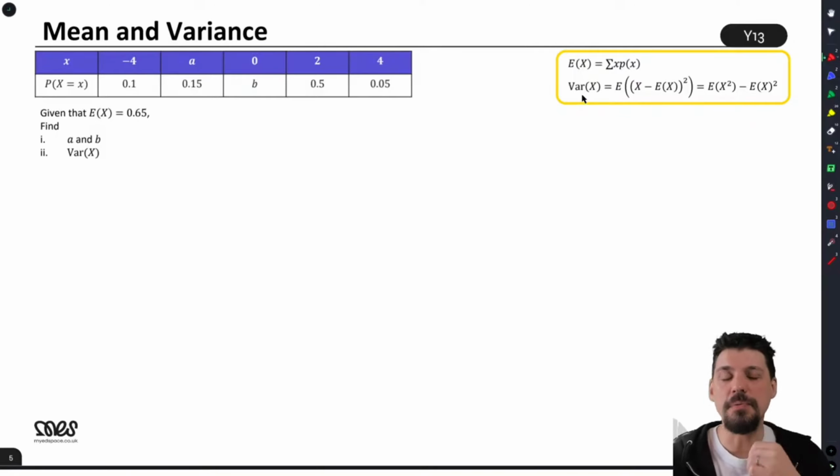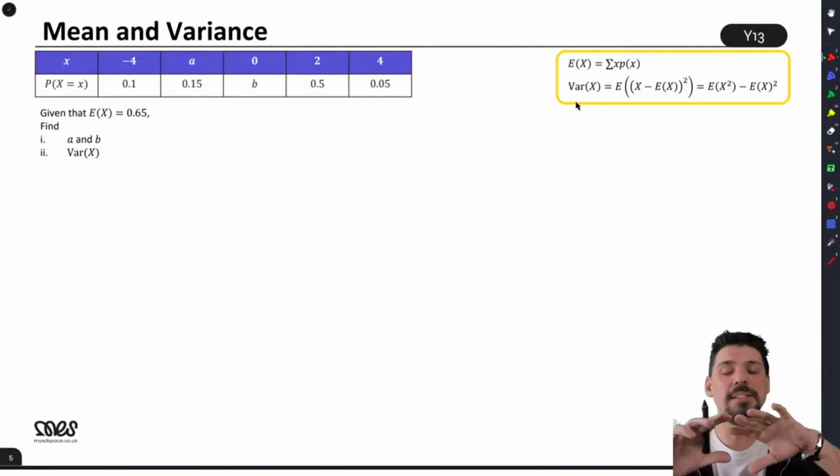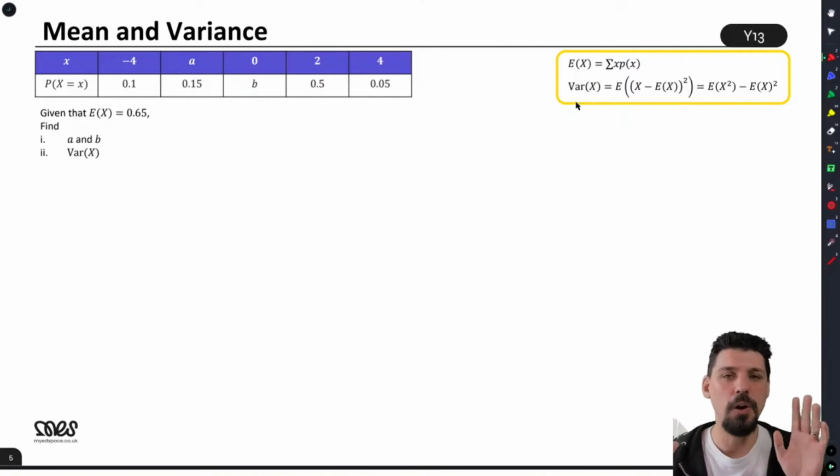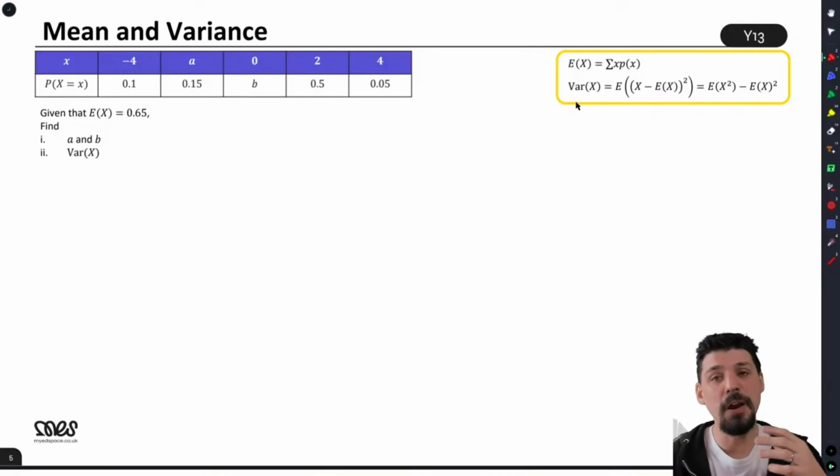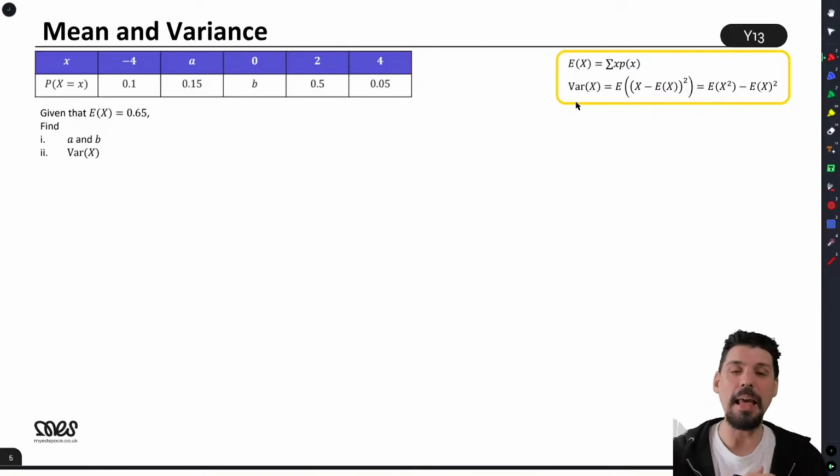Now, variance of x is very much like the variance for data. It gives us this idea of spread. Again, basically it does the exact same thing. If I were to generate lots and lots and lots of values from this random distribution and then take their variance, what would I expect that to be?